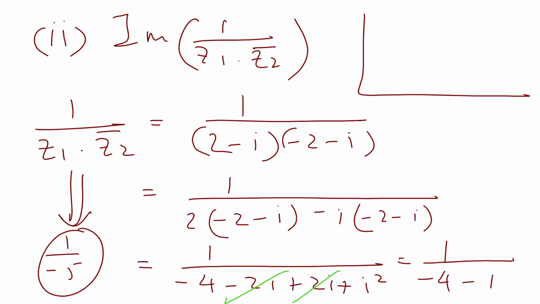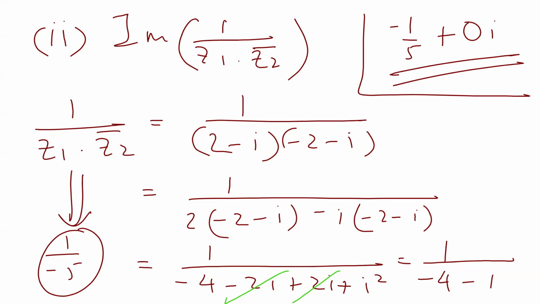Okay. Now 1 upon minus 5 is minus 1 upon 5 plus 0i. So what is the imaginary part? Imaginary part is 0 over here. Imaginary part is 0. Okay, that was what was asked in the problem.